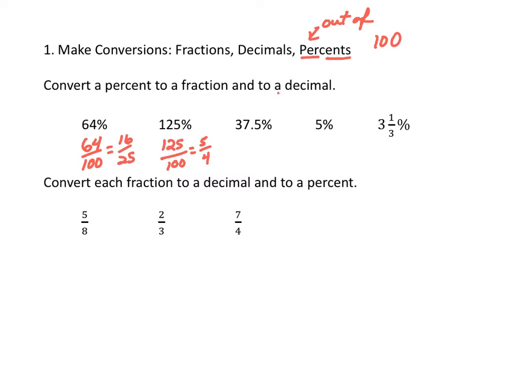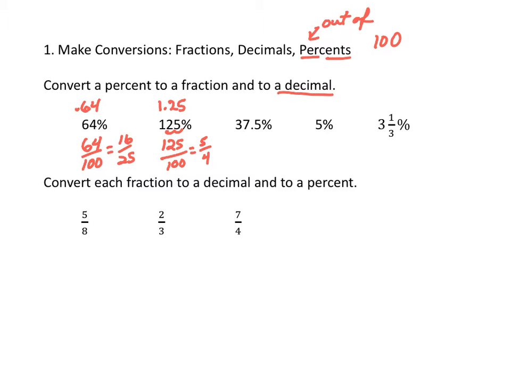That reminds me, we need to also make these as decimals. So making this as a decimal, 64%, 64 out of 100 is 0.64. 125% is 1.25. And you could take the fraction and divide it to get the decimal. 5 divided by 4 is 1.25. Or, since the percent means out of 100, we could just take 125 divided by 100, which moves the decimal point over 2 places, so 1.25.